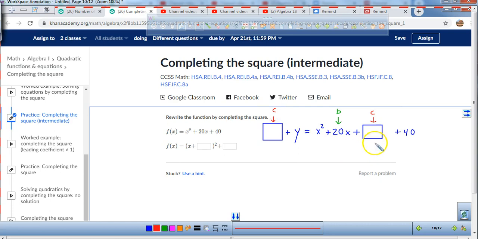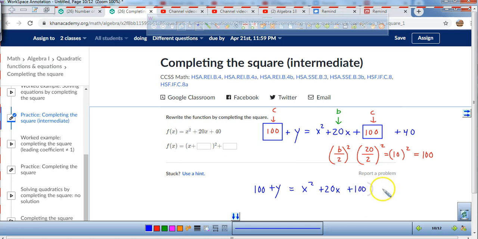Let's remember, one more time, how do we find our c value? We take the b value, and we take half of it, and we square it. Just remember, you take the b value, you divide it by 2, and then you square it. Well, what is 20 divided by 2? That's 10. What is 10 squared? Well, 10 squared is equal to 100. So I'm going to put 100 right there. And then I'm going to rewrite my equation. I've got 100 plus y equals x squared plus 20x plus 100 plus 40.